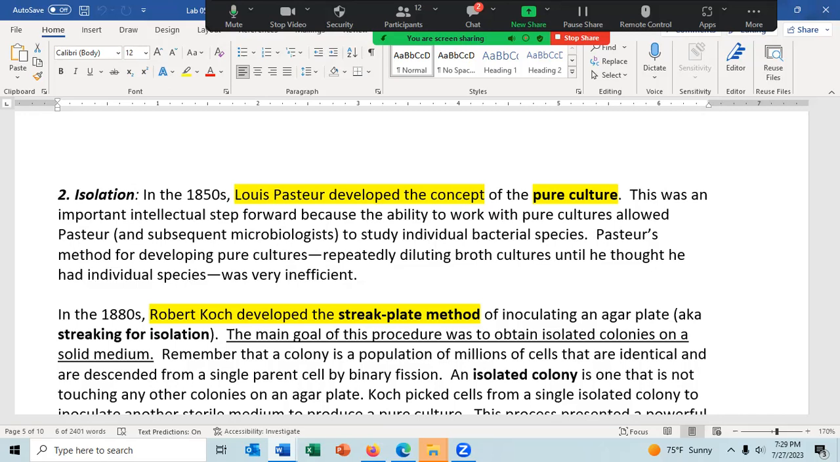But if you streak 1 isolated colony out on a second plate to obtain isolated colonies, and now if you take from an isolated colony, the cells from that isolated colony will be pure in over 95% of the cases. Any question about any of that?